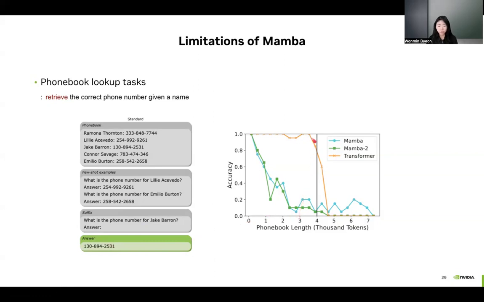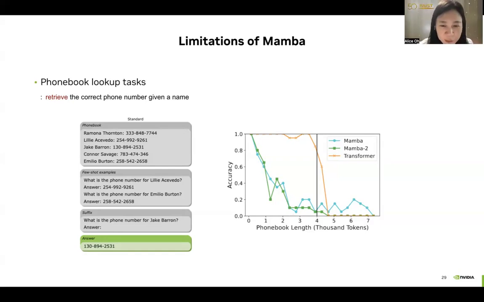So the orange is the transformer, and the other two are Mamba and Mamba 2. The transformer is good up to the point that it is trained for, but the accuracy for Mamba drops like 10% at about 2.5 thousand tokens. So it is pretty bad.